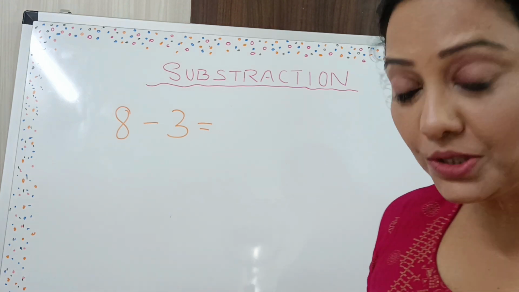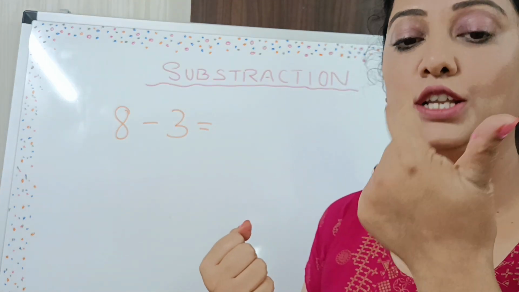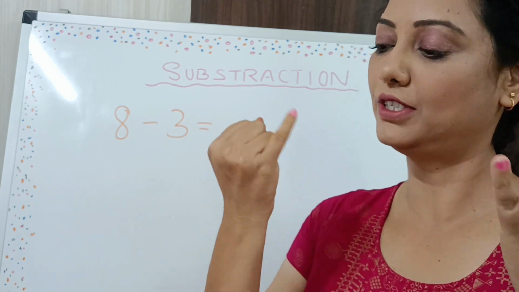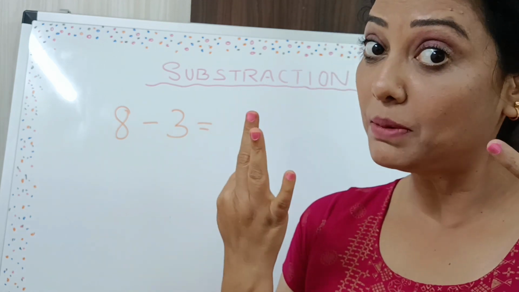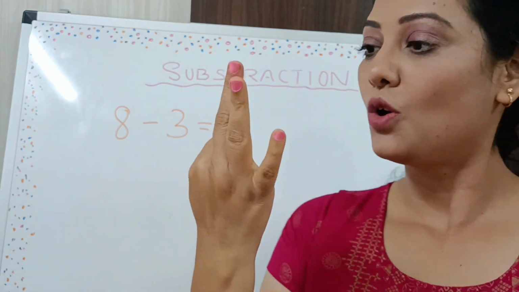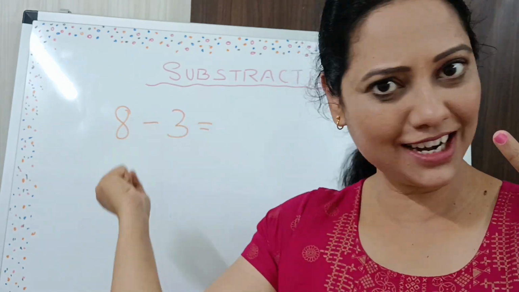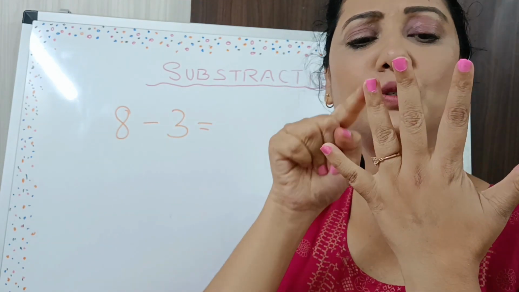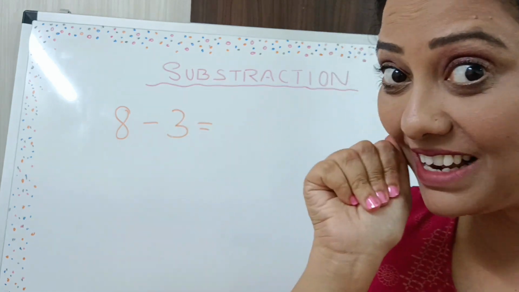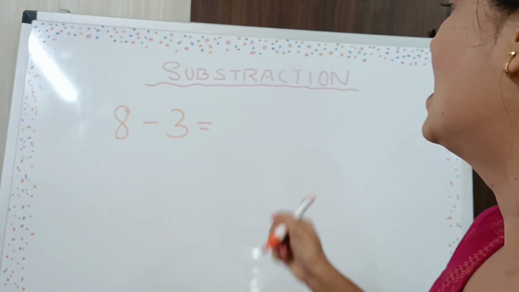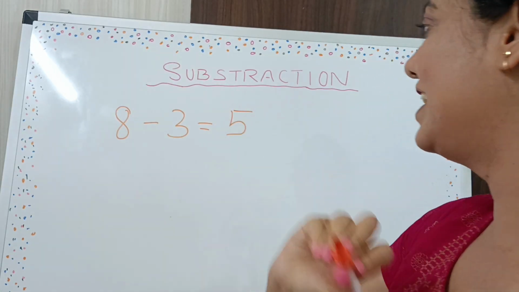Take out your 8 fingers. 1, 2, 3, 4, 5, 6, 7, 8. 8 minus 3. 1, 2, 3. They're gone. How many left? 1, 2, 3, 4, 5. Only 5 left. So the answer is 5.